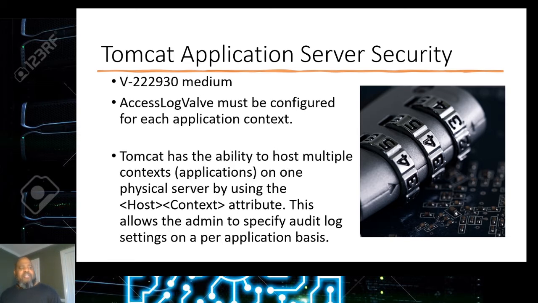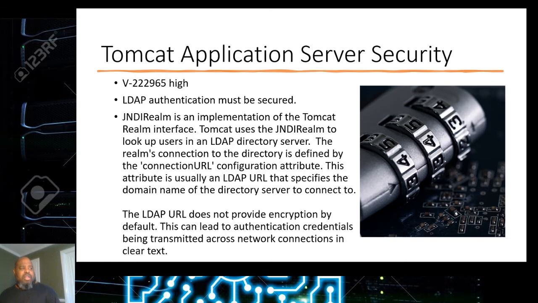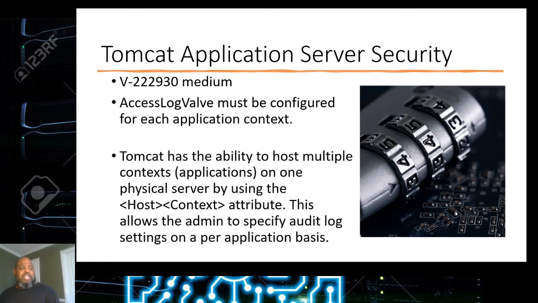The AccessLogValve must be configured in each application. Tomcat has the ability to host multiple context applications on one physical server. This allows admins to specify audit settings per application. So if you are using Tomcat and you're running multiple applications, they just want to make sure you're actually logging your applications individually to their logs so you can actually view the logs and see what's happening on the application.